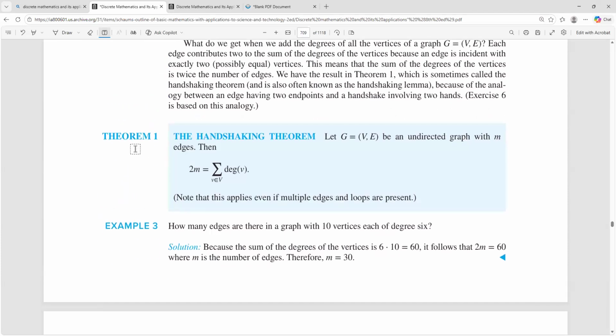Okay, handshaking theorem. If you want to think about it intuitively, we have an undirected graph with vertices and edges, with m edges. This is basically saying that if I take 2 times the number of edges, that will equal the total if you add up the degree of every vertex in G. Does anyone have an idea why this intuitively makes sense?